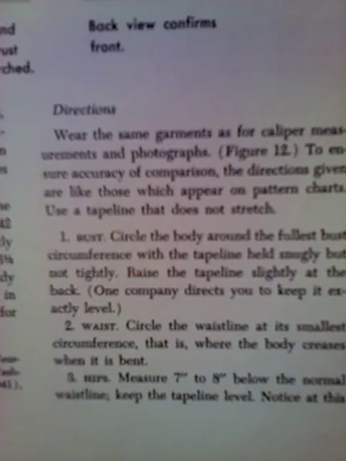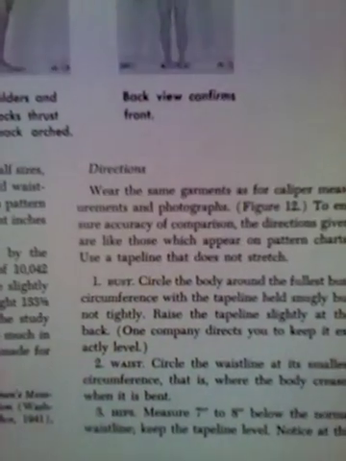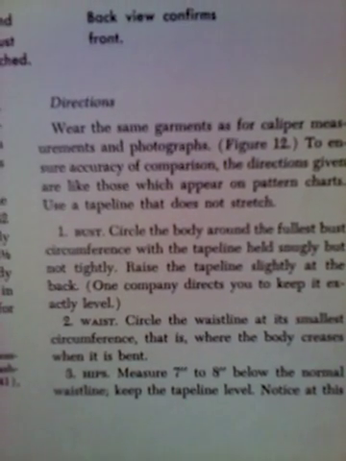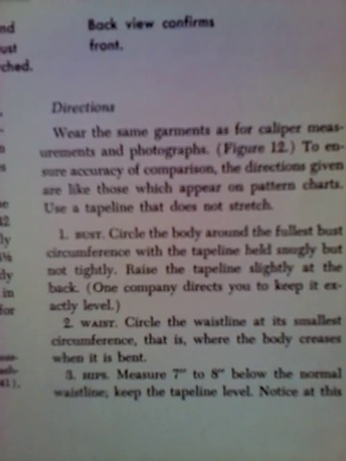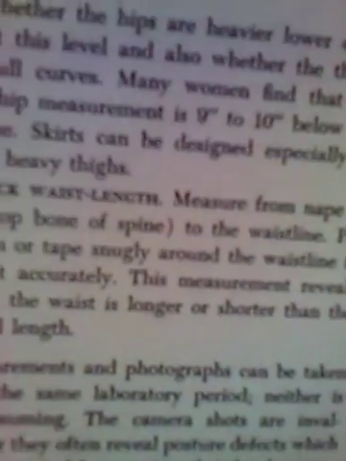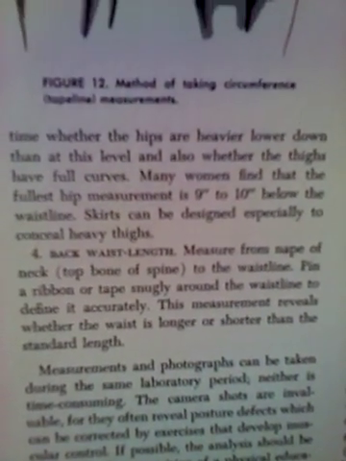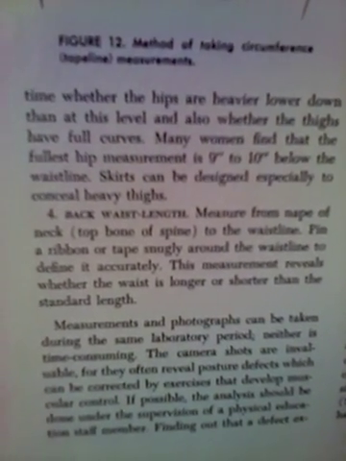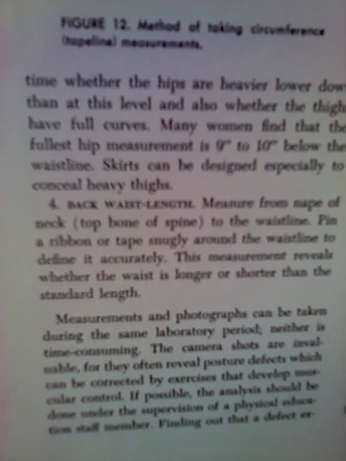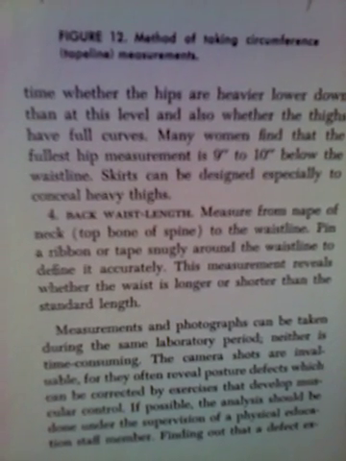2. Waist. Circle the circumference at its smallest circumference, that is where the body creases when it is bent. 3. Hips. Measure 7 inches to 8 inches below the normal waistline. Keep the tape line level. Notice at this time whether the hips are heavier, lower, down at this level, and also whether the thighs have full curves. Many women find that the fullest hip measurement is 9 to 10 inches below the waistline. Skirts can be designed especially to conceal heavy thighs.